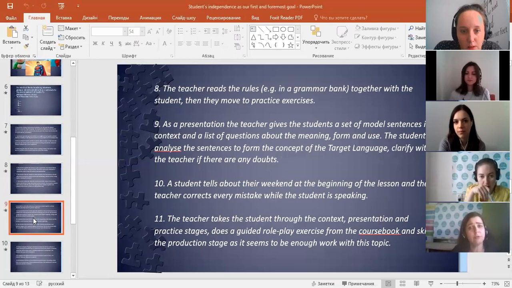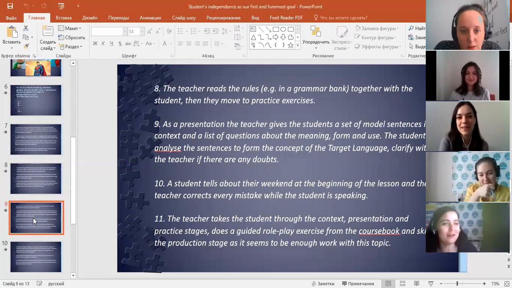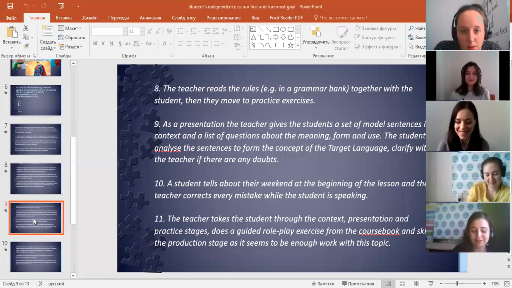It depends on the student, sure. For example, when you have present simple forms, you can ask, can you see the difference between he, she, it, and I, you, we, they? That is the previous stage. Kate, you need to watch our seminars about presenting grammar. Sorry, yes.